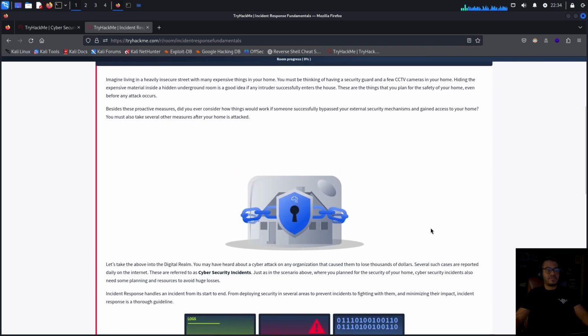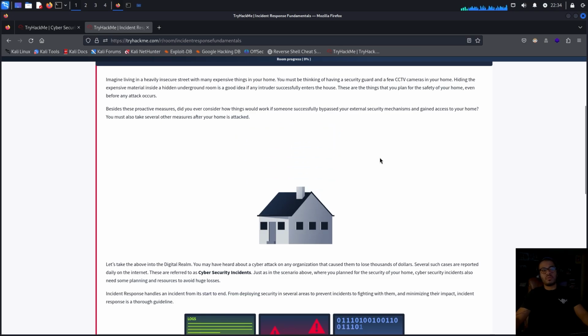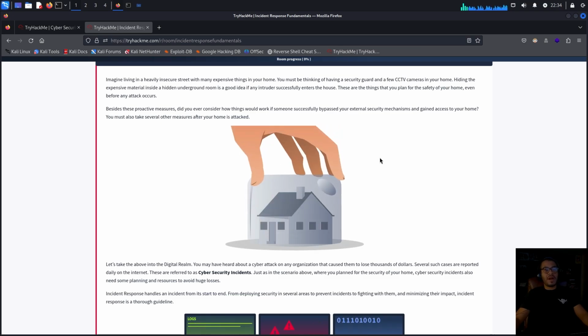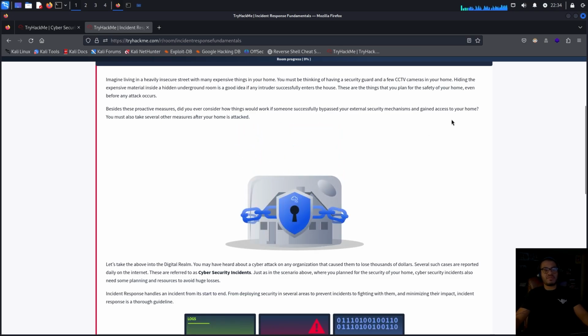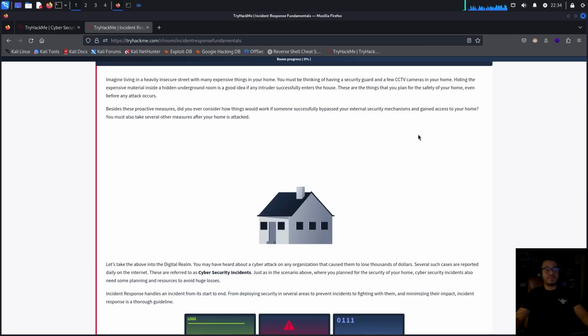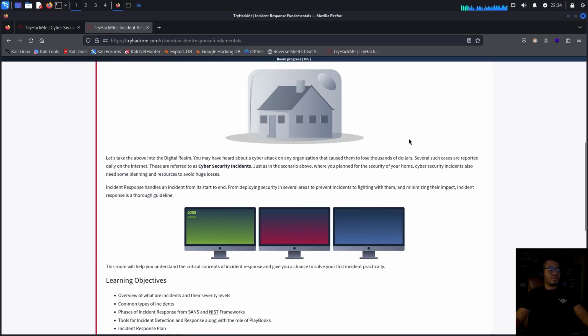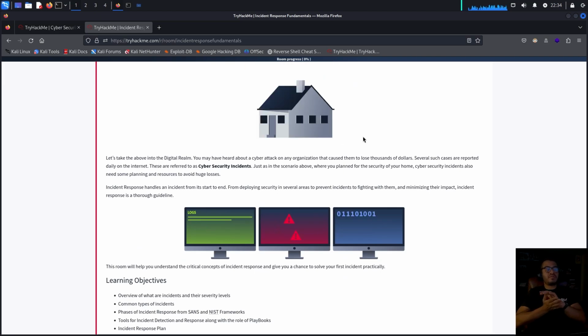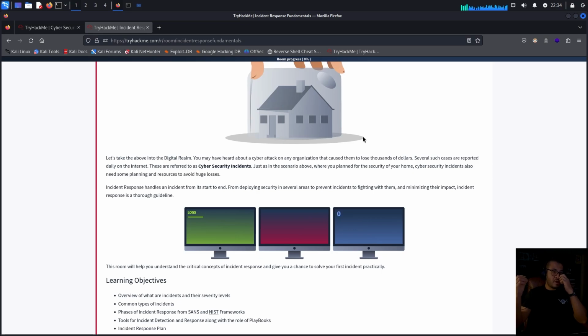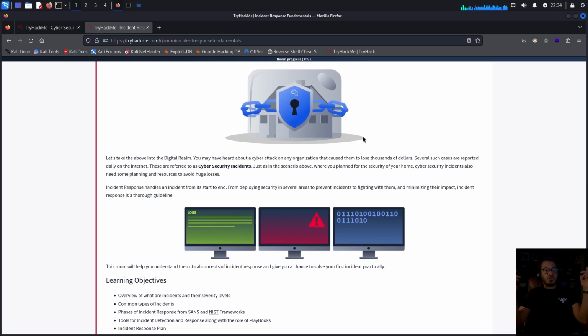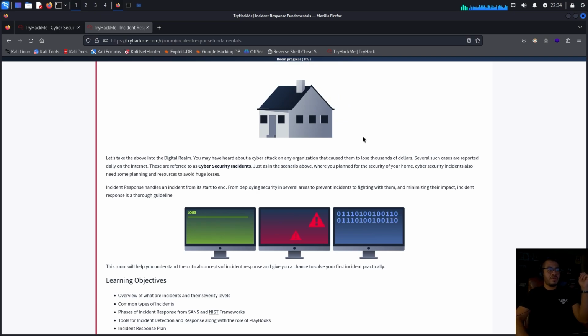Besides these proactive measures, did you ever consider how things would work if someone successfully bypassed your external security mechanisms and gained access to your home? You must also take several other measures after your home is attacked. So let's take the above into the digital realm. You may have heard about cyber attacks on organizations that caused them to lose thousands of dollars. Several such cases are reported daily on the internet. These are referred to as cybersecurity incidents.